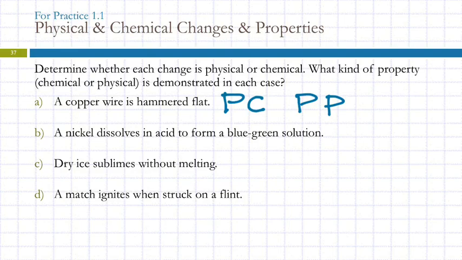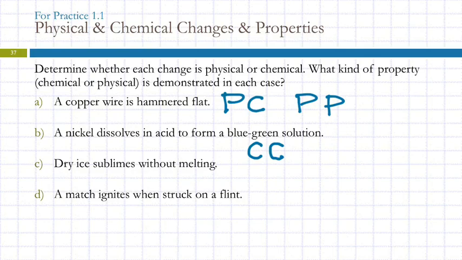So this property is called malleability, and it's a property that many metals have. If you hit metal with a hammer, it doesn't shatter into little pieces, it dents, right? And if you keep hammering at it, you can make it into a sheet. So here, a nickel dissolves in acid to form a blue-green solution. That's going to be a chemical change. Because do we have the nickel still? No. The nickel has dissolved, it has reacted with the acid, and now we've got this blue-green solution.